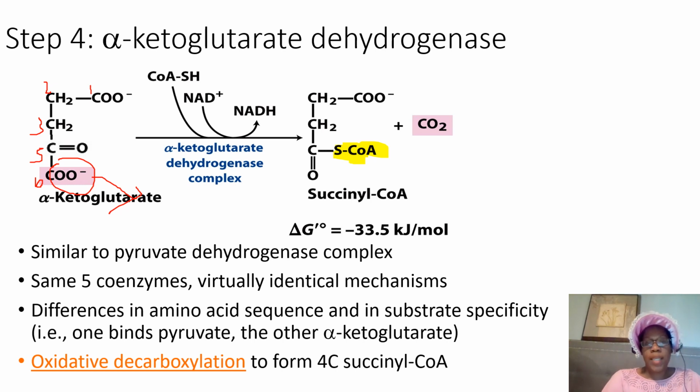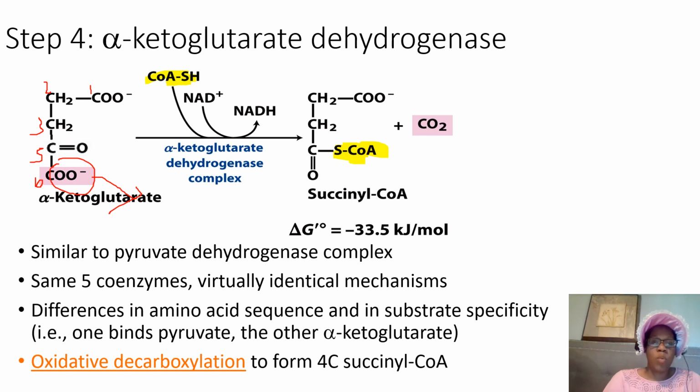So we should be reminded that it is similar to the pyruvate dehydrogenase complex. That should help you remember to add in that coenzyme A into the structure. It utilizes the same 5 coenzymes we had before: the TPP, the lipoids, the coenzyme A, the FADH2, the NAD+, and we get an NADH. Everything else is regenerated. Its only differences are the amino acid sequence and substrate specificity, meaning that the pyruvate dehydrogenase complex binds more specifically to pyruvate, and the alpha ketoglutarate dehydrogenase complex binds specifically to alpha ketoglutarate, but the mechanism would be exactly the same.